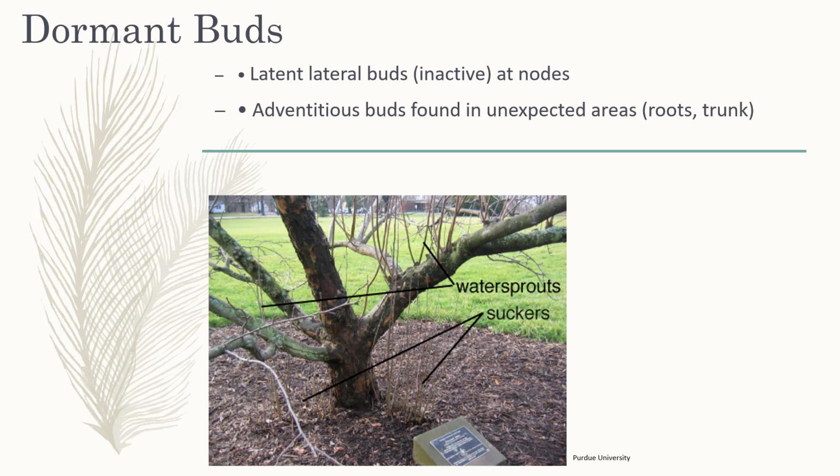So dormant buds are latent lateral buds, which are inactive at the nodes, and then adventitious buds that are found in unexpected areas like the roots and the trunk. And these are water sprouts and suckers.